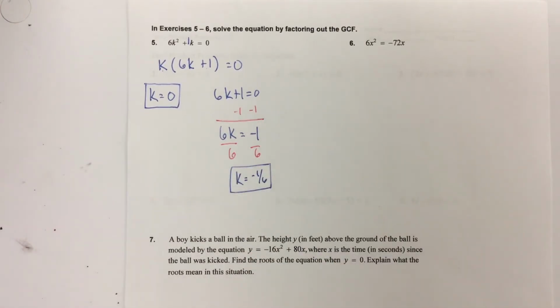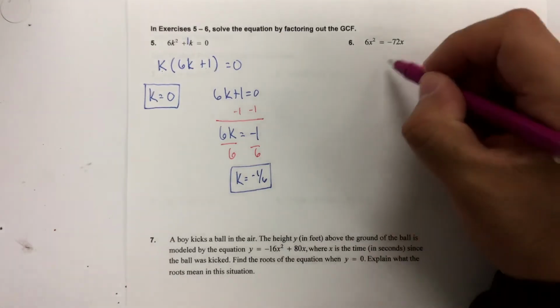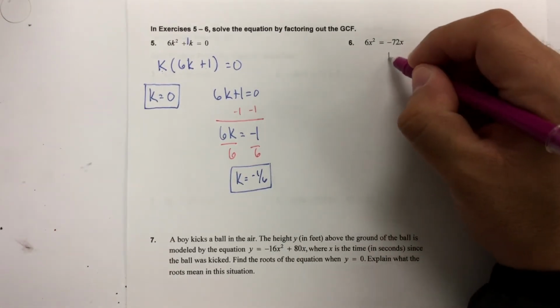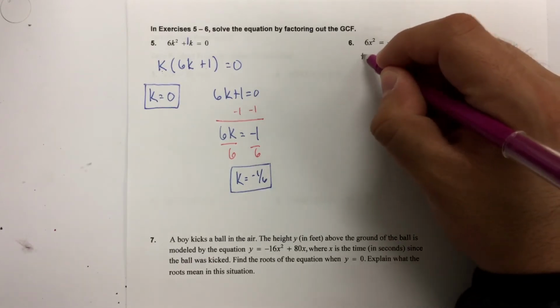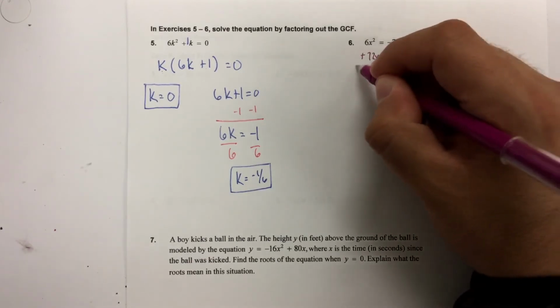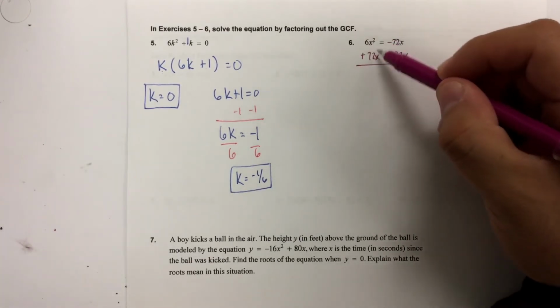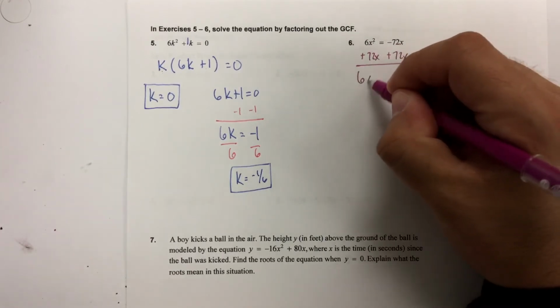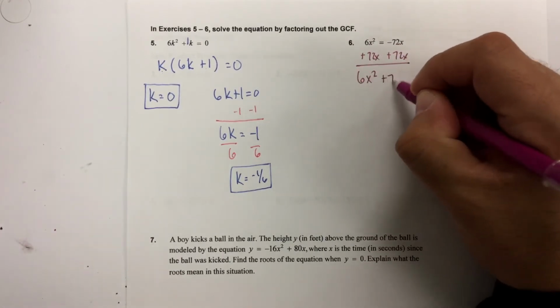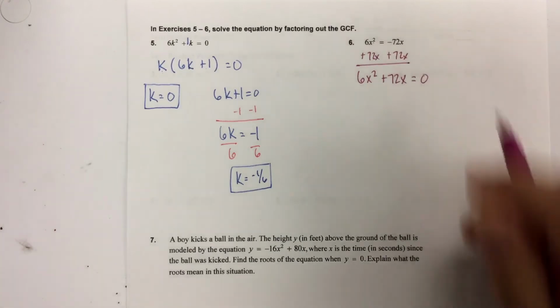And then for our last problem here, we have 6x squared equals negative 72x. This time we'll notice that it does not equal 0. So what we need to do is bring everything to one side. I'm going to add 72x to the same side as 6x squared. Now notice I cannot add these two together because they're unlike terms. X squared and x are not the same. So we have 6x squared plus 72x, which is equal to 0.